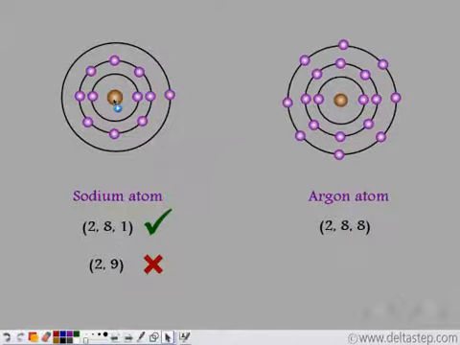Similarly, another atom, the argon atom, has 18 electrons. So it also obeys the 2n square rule. The first shell has 2 electrons, this is the K shell. The L shell has 8 electrons. The M shell has 8 electrons. So the electronic configuration for argon is 2, 8, 8.